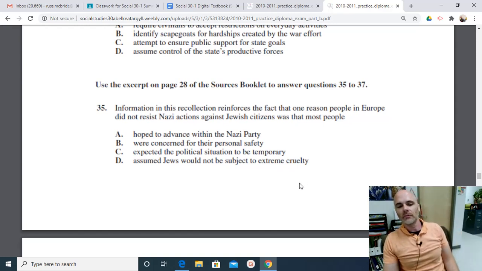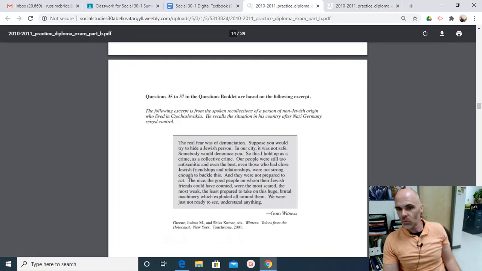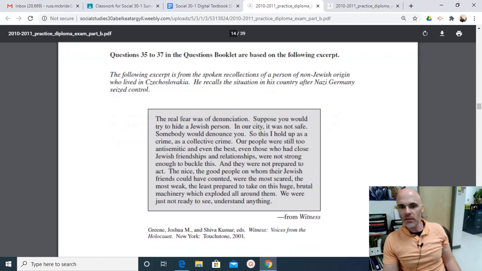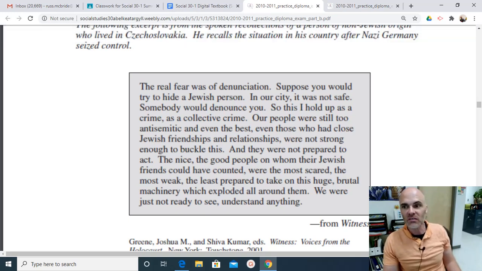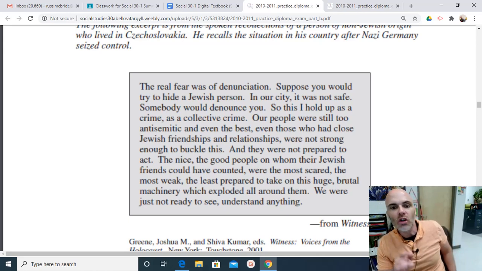All right. So I'm going to think about the options. I think I know the differences here. Okay, now we're just reading, seeing what pops up. The real fear was of denunciation. So if you know what denunciation means, you might know the answer. Real fear is denunciation. Suppose you would try to hide a Jewish person. In our city, it was not safe. Someone would denounce you. So this I hold up as a crime, as a collective crime.